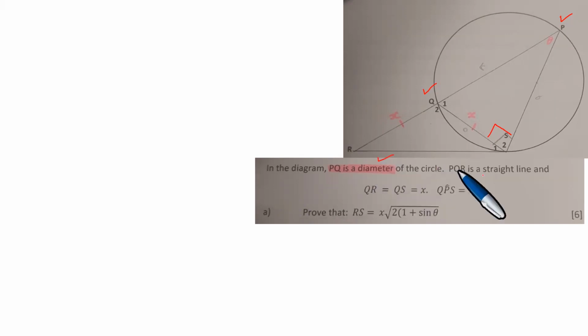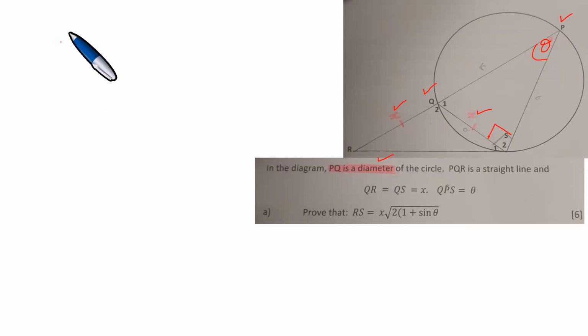You have the diameter PQ. PQR is a straight line, so you have PQR is straight, right? And QR equals QS, so you do have that. Obviously, QR equals QS, and they're both X, so you made them X there already. And now we just have to prove that RS equals this result. So we're interested in finding the length of RS. But first things first, we can see that we also have that QPS equals the angle theta at the circumference of the circle.